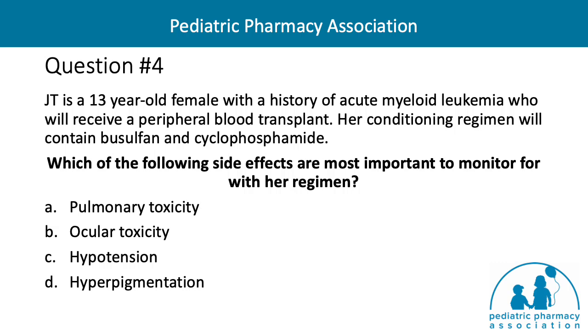Question number 4 is another patient case. So JT is a 13-year-old female with a history of acute myeloid leukemia who will receive a peripheral blood transplant. Her conditioning regimen will contain busulfan and cyclophosphamide. Which of the following side effects are most important to monitor for with her regimen? Is it A, pulmonary toxicity, B, ocular toxicity, C, hypotension, or D, hyperpigmentation?